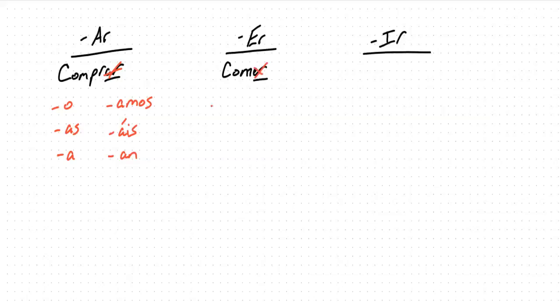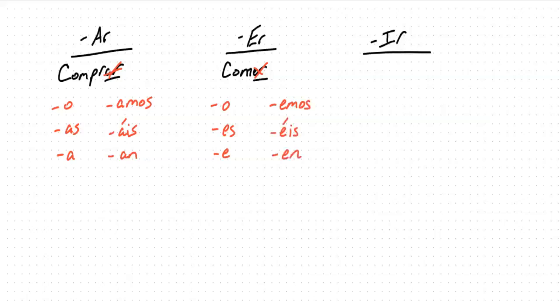The endings for an ER verb are O, ES, E, EMOS, EIS with an accent over the E, and EN.